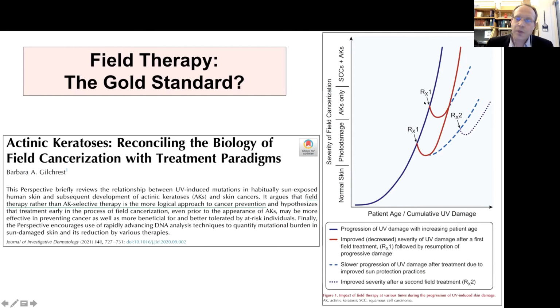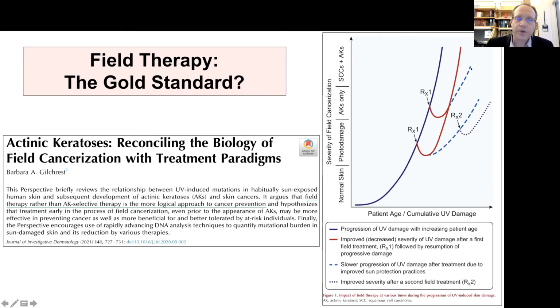And so yes, if we treat patients with field therapy that have actinic keratoses, this red represents an improved or decreased severity of UV damage after that field treatment. But after a period of time, that damage resumes. That's the upward part of this red line. And in the dashed blue lines, Dr. Gilchrist shows that if you improve your sun protection practices, sunscreen, hats, sun protective clothing, you can further modify this progression and decrease it a little bit more.